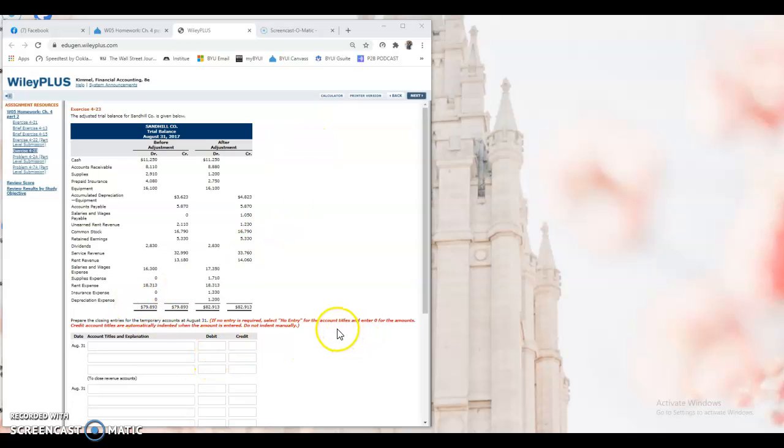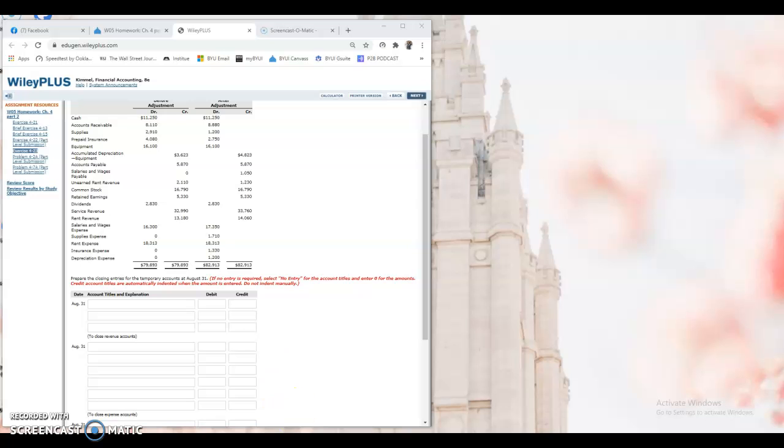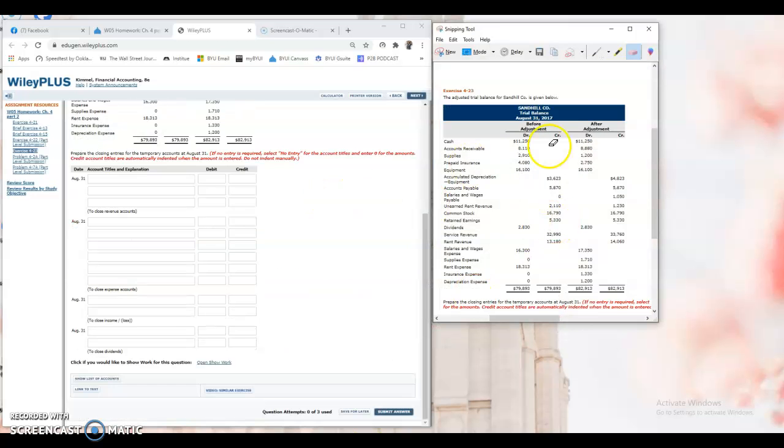First, we're gonna do the closing entries for temporary accounts at August 31. It states here we're gonna do first the revenues. So what are the revenues for this adjusted trial balance? Let me pull it up here. We can see we have two kinds of revenues, service revenue and rent revenue. Under service revenue, the adjusted amount is 33,760. So we're just gonna put that in here. We're gonna put it on the debit side because that's the normal posting.